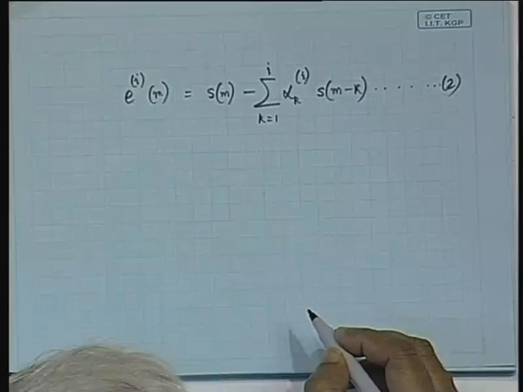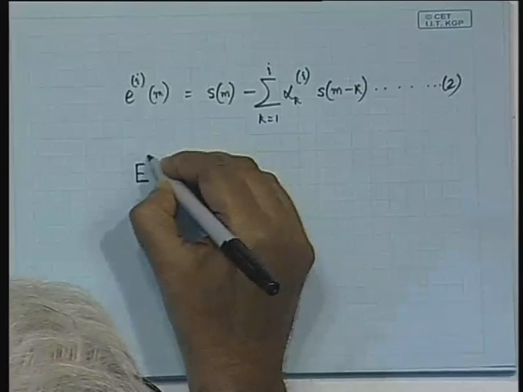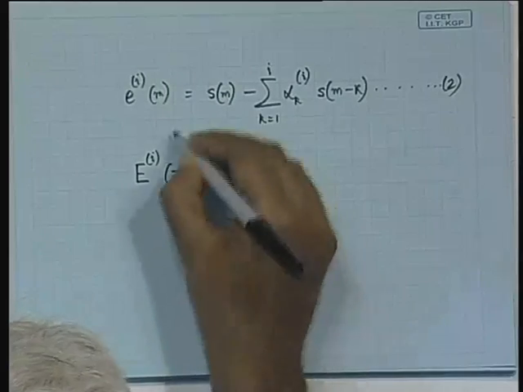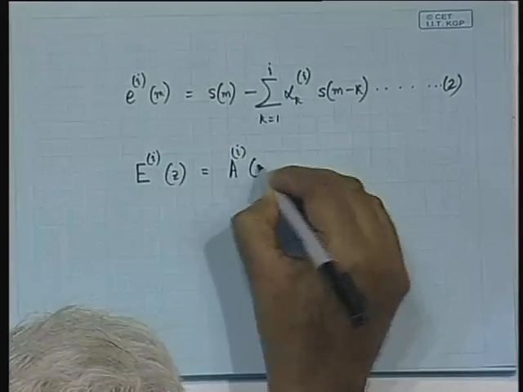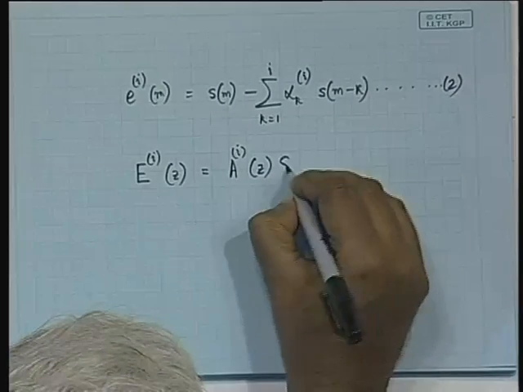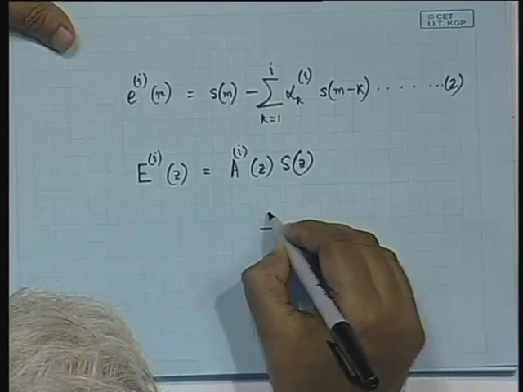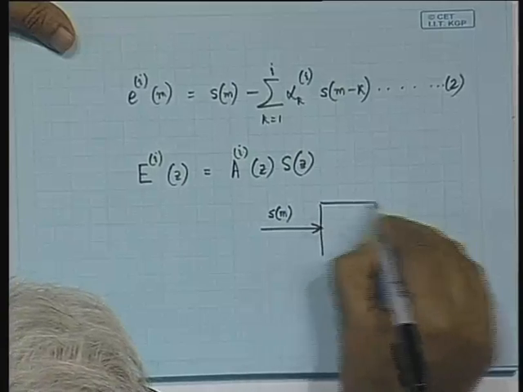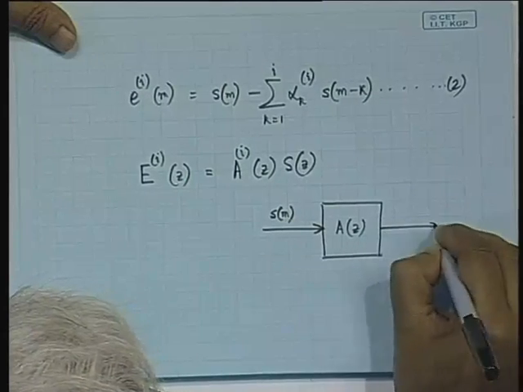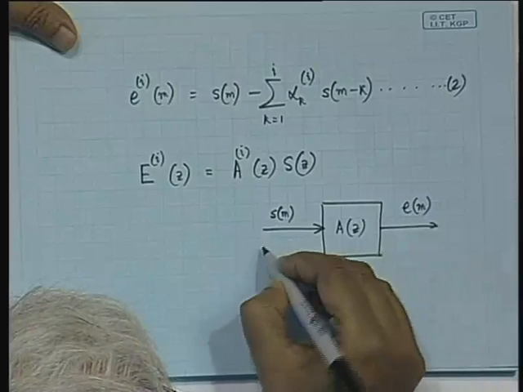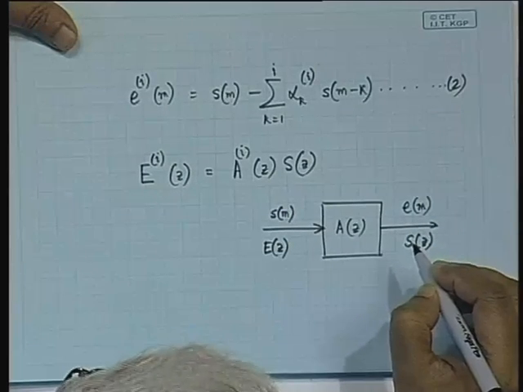So, what are we going to write? Taking the Z transform, we can write it as the capital E i of Z. In fact, we did not have to do this at all, because we know very well that E i of Z is going to be A i of Z, that is to say the filter, times S of Z. So, the filter that we have is simply like this: at the input we are going to have S of m, and then we have a filter whose function is A of Z, and then the output of that will be E of m, or rather in the Z transform domain E of Z, and here it will be S of Z, the corresponding Z transform version.